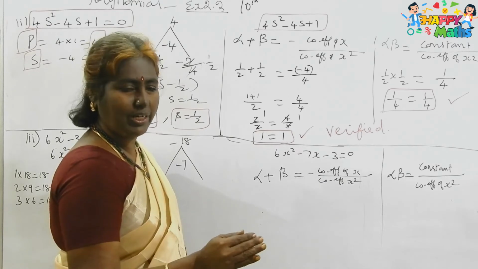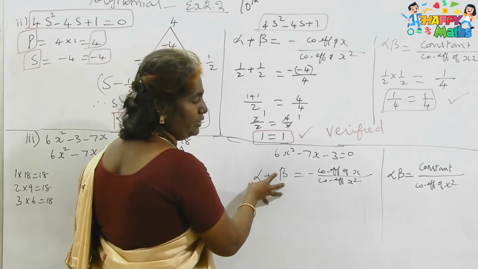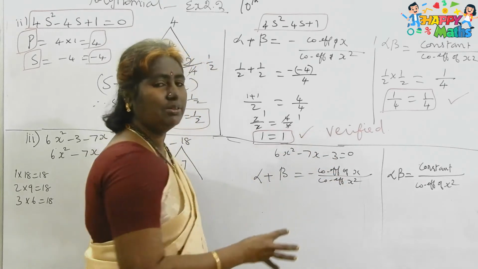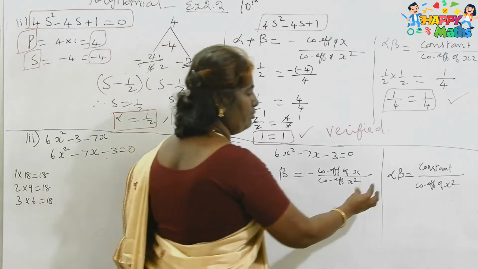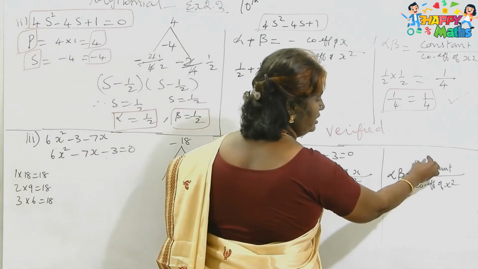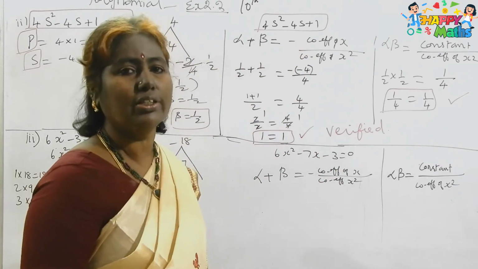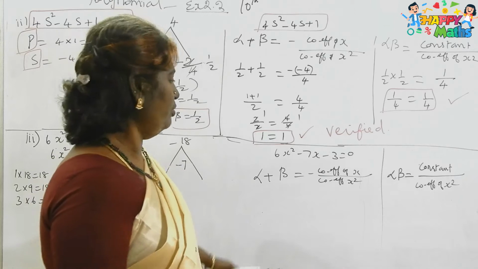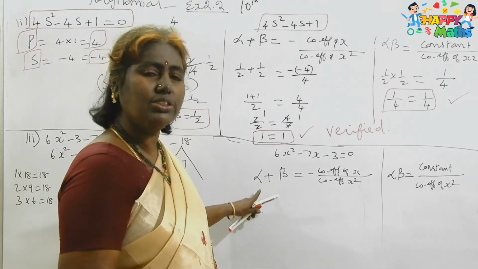You have to verify whether the relation between the sum of zeros and the coefficient of x and x square, and in the same way the product of zeros and the relation between the constant and the coefficient of x square, is verified or not. That only they ask you to find out. So before you do alpha plus beta, you have to find out the zeros.